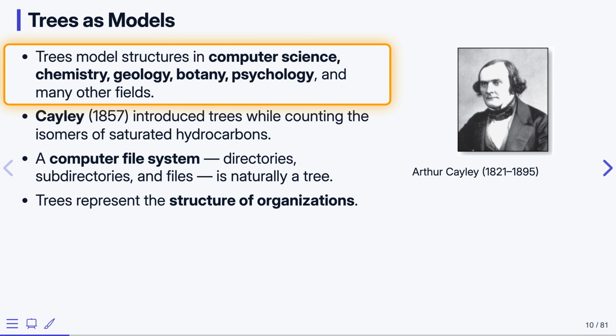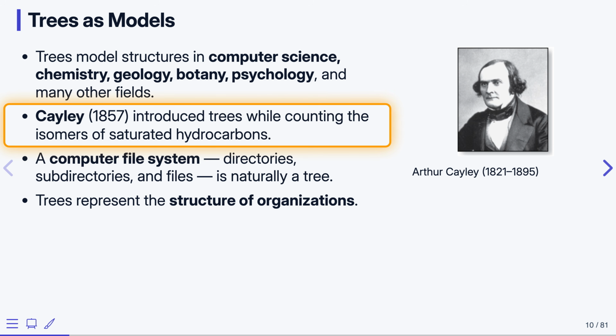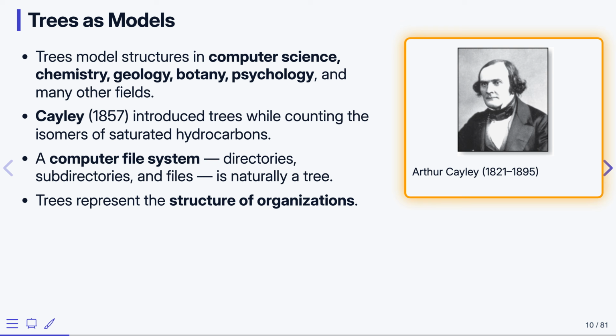Where do trees show up? Almost everywhere. In computer science, chemistry, geology, botany, and psychology. A bit of history. Arthur Cayley used trees back in 1857. He was counting isomers of hydrocarbons. An isomer is a molecule with the same atoms but arranged in a different shape. That is Cayley in the picture. He lived from 1821 to 1895.